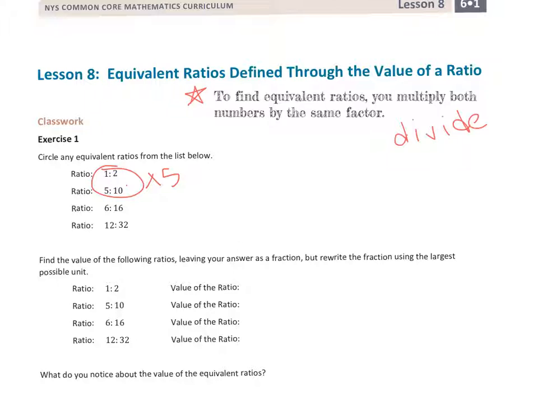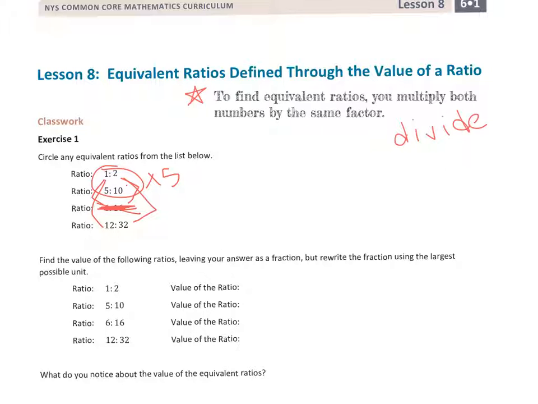So looking at 6 and 16, to get from 1 to 6 is times 6, from 2 to 16 is times 8, so this is not equivalent. And 12 to 32 would be times 12, so 2 times 12 would not be 32, and therefore not equivalent.